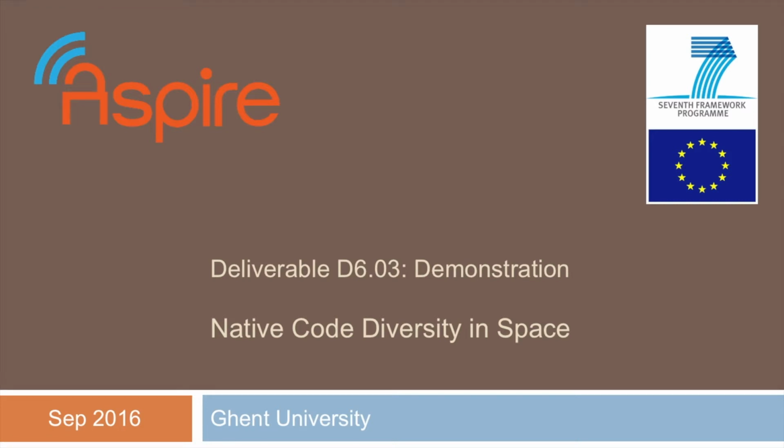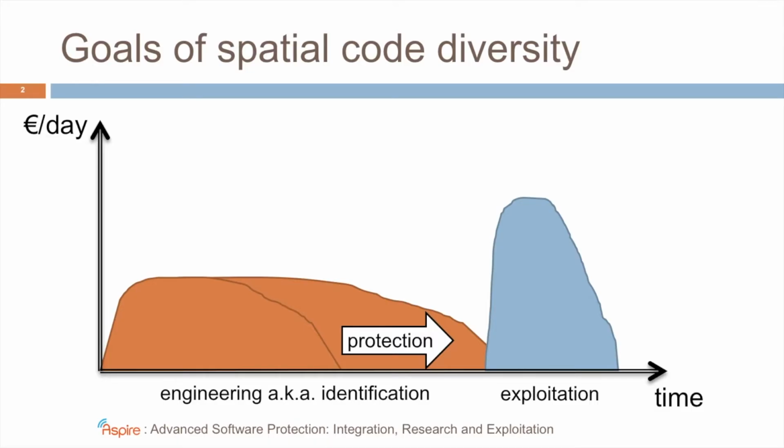In this Aspire demonstration movie, we'll demonstrate native code diversity in space. You might remember this chart from the introduction to the project, where we showed that we want to increase the effort of an attacker to engineer an attack, that is, to identify an attack vector. We want to delay him by deploying protections.